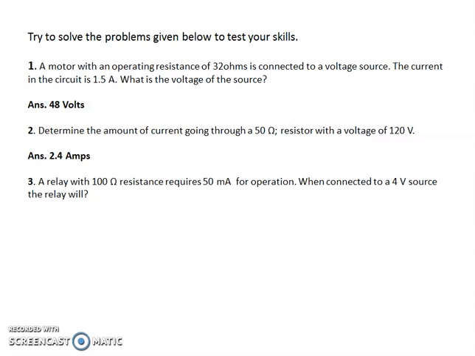Problem 3. A relay with 100 ohms resistance requires 50 milliamps for operation. When connected to a 4 volts source, what will happen to the relay? Post your answer for problem number 3.